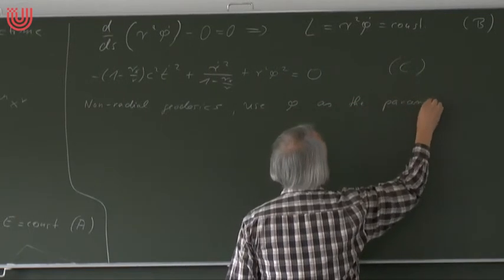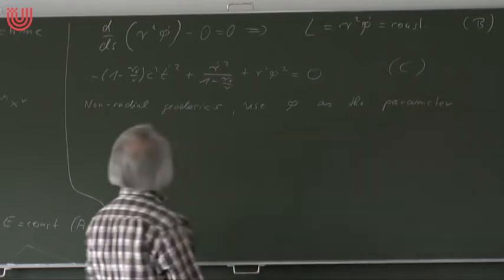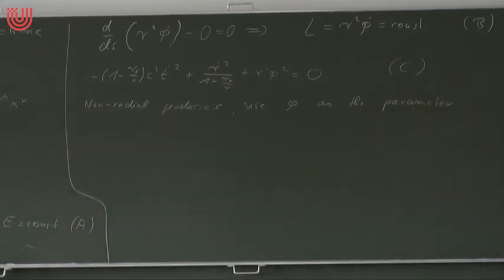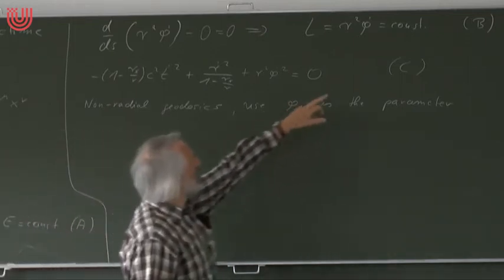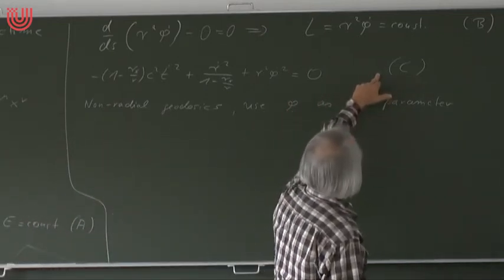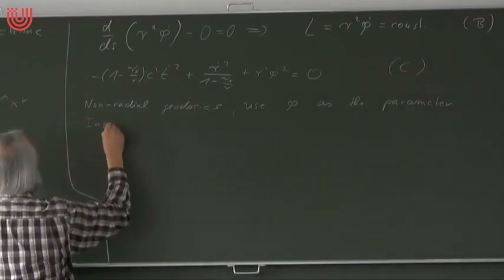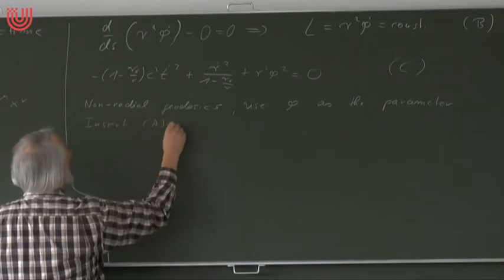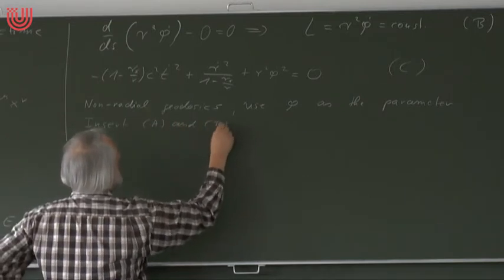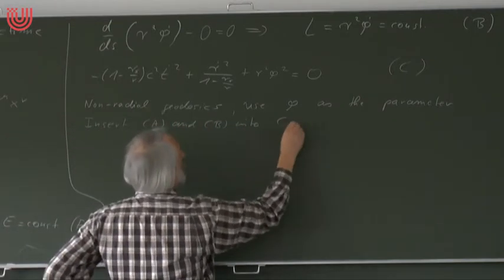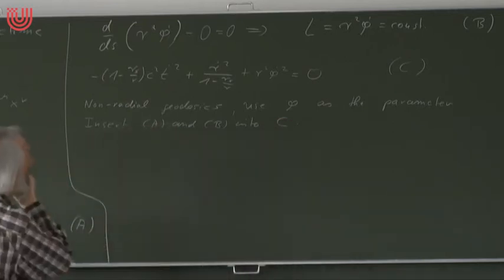So then we are interested in an equation for r as a function of phi, and we get this from these 3 equations by inserting A and B into C. So insert A and B into C. Then what do we get?